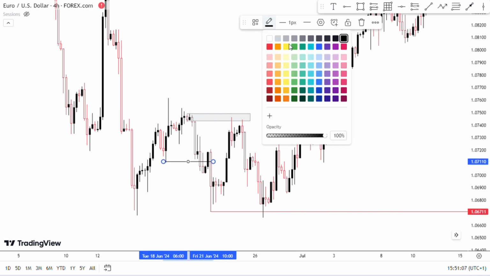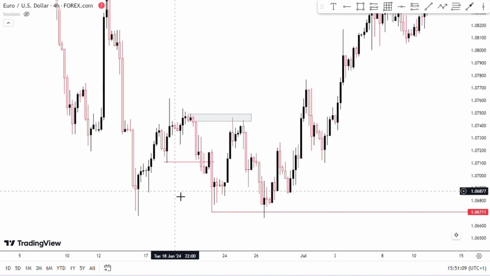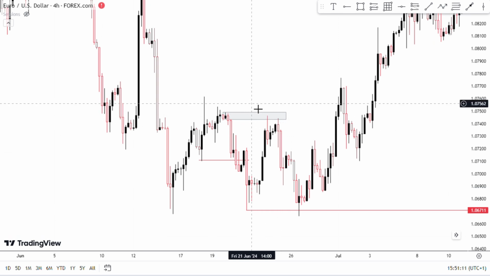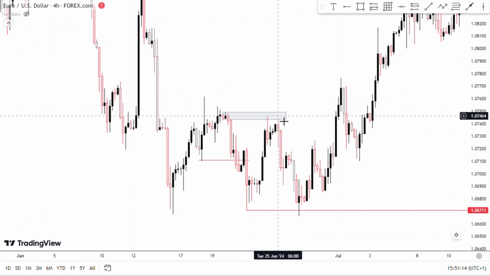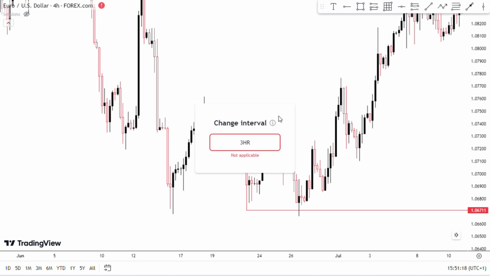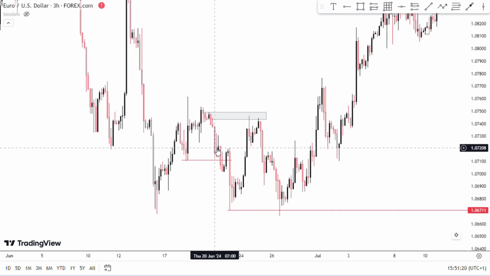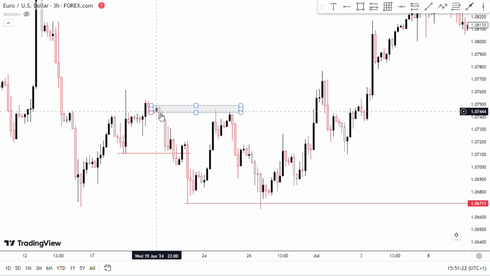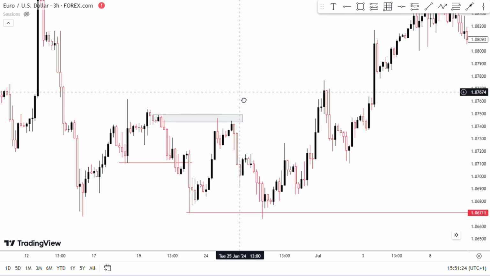Let me change this color to red. So let's just go down to a lower time frame. We are on the 4-hour time frame, so the next lower time frame is the 3-hour time frame. Sorry. And then on the 3-hour time frame it is still the same order block. So let's just go down to the 2-hour time frame.